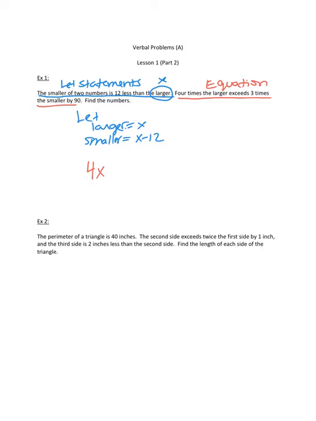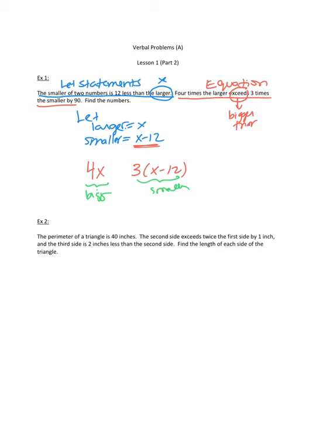Now we come across this word exceeds. To exceed is to be bigger than. So the 4x is bigger than 3 times the smaller by 90. So what I'm going to do is write 3 times the smaller. 3 times the smaller means 3 times this, x minus 12. They're saying that the 4x, this one, is bigger than this one. This one's smaller. It's bigger by 90.